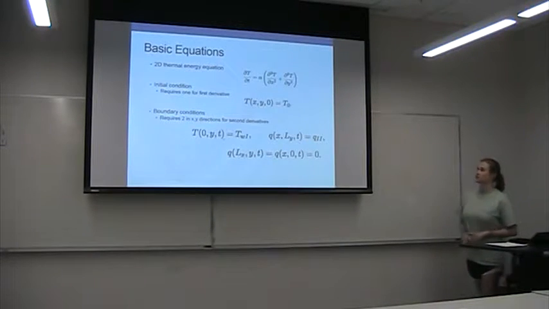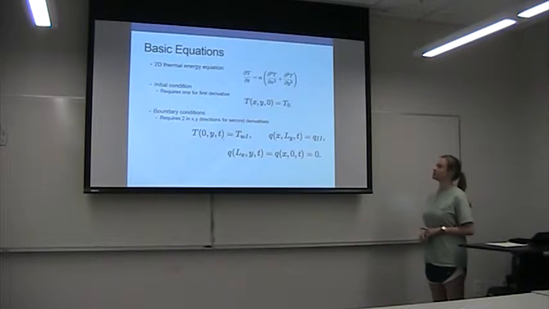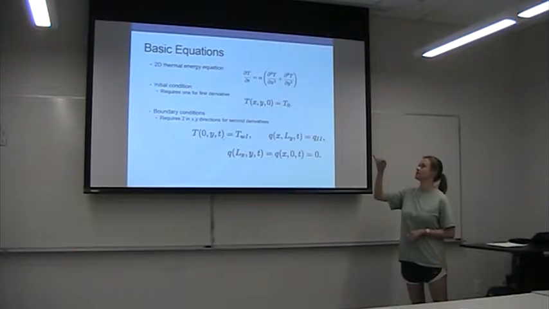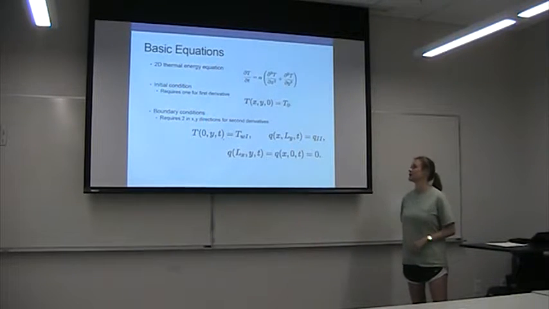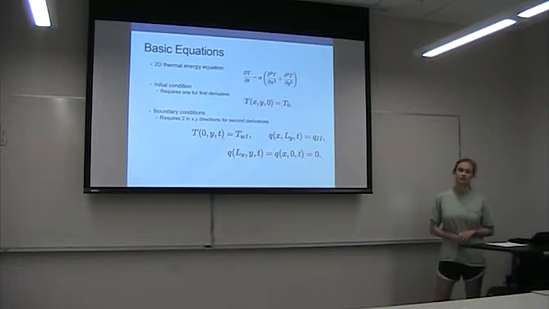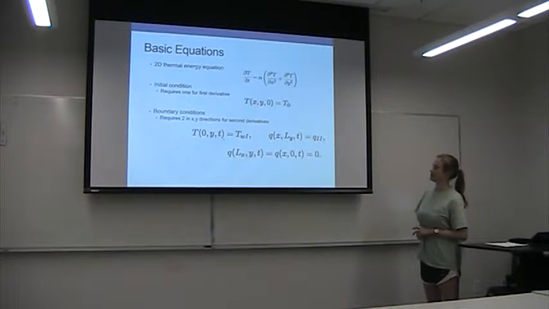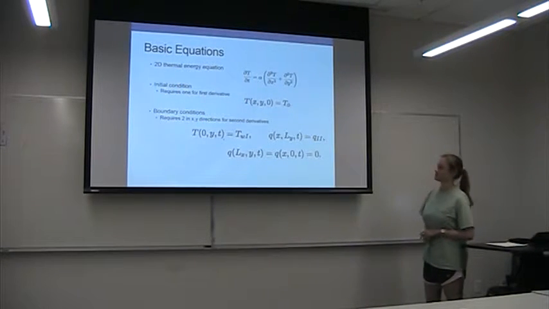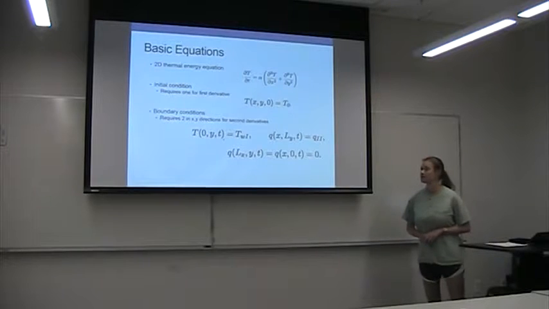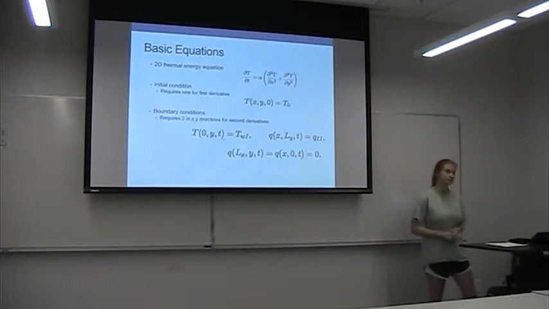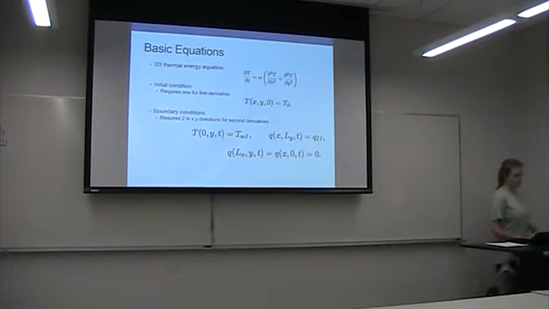And the basic equations that we're going to use are the 2D thermal energy equation. On the left side it's first order in dT, or d temperature, d time, so you need one initial condition at time equal to 0, and that's T equals T naught. And then on the right side are second order terms, and you need 2 boundary conditions, which are the surface temperatures at different locations.